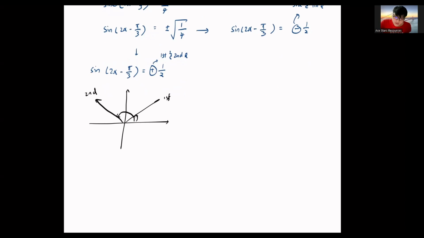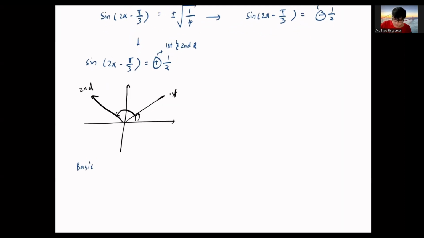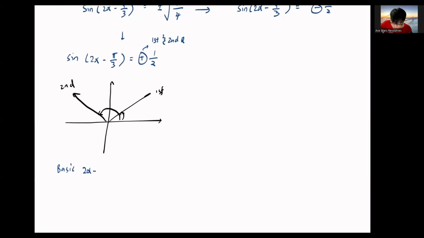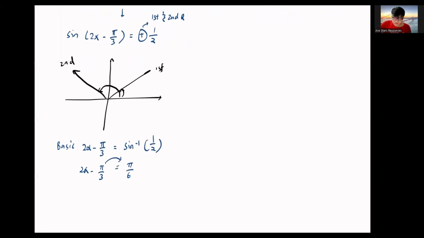Now, the basic angle for, let me make it bigger. Sorry, let me make it bigger. 2 alpha minus pi over 3, that will be sine inverse 1 over 2. So 2 alpha. Remember, you have to express your answer in terms of pi, so make sure you set your calculator in radians. So move this one. Okay, so that will be the first.